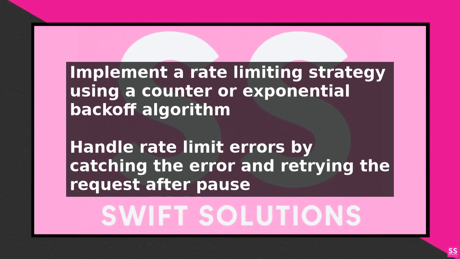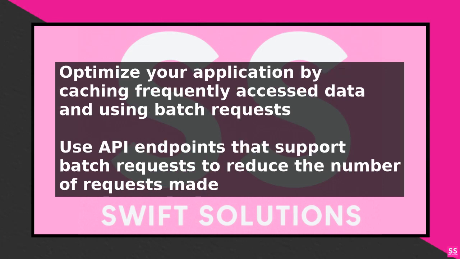One approach is to use a counter to track the number of requests made within the specified time frame. When the counter reaches the limit, pause your application for the remaining time in the frame before making more requests. Another strategy is to use an exponential backoff algorithm, which increases the pause time after each rate limit error. This approach helps prevent your application from overwhelming the API with repeated requests.